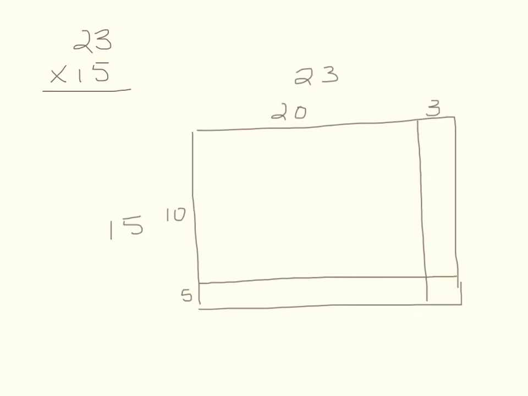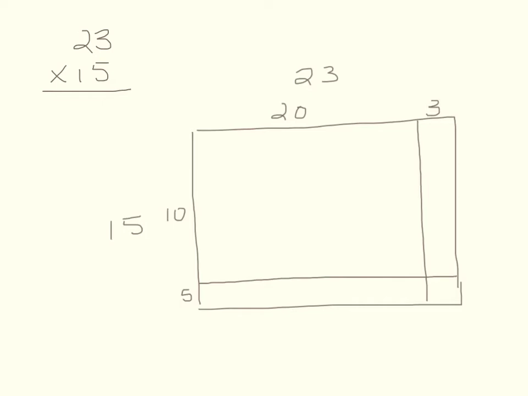Once we've divided that up, we now have 4 separate rectangles that are fairly easy to compute the area of. Let's take a look at that big rectangle, and we'll notice that it's going to be 20 long, right along here, by 10 wide, right along here. So the area of this rectangle here is going to be 200 square units.